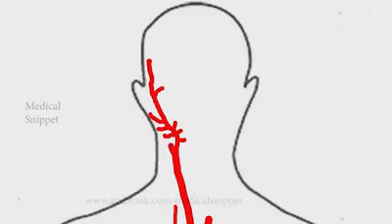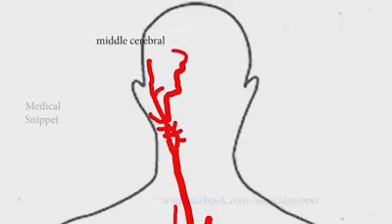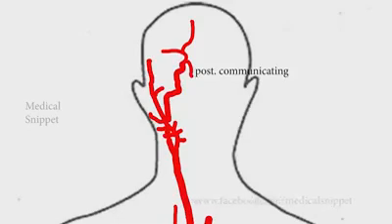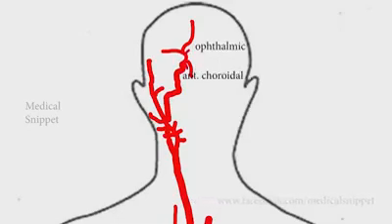The internal carotid artery has no branches in the cervical part. The petrous, cavernous, and cerebral parts give rise to many branches. The important ones are discussed here. The internal carotid artery divides to form the middle cerebral artery and anterior cerebral artery. It also gives rise to the posterior communicating artery, the ophthalmic artery, and the anterior choroidal artery.